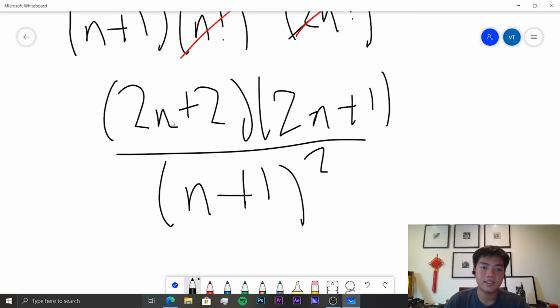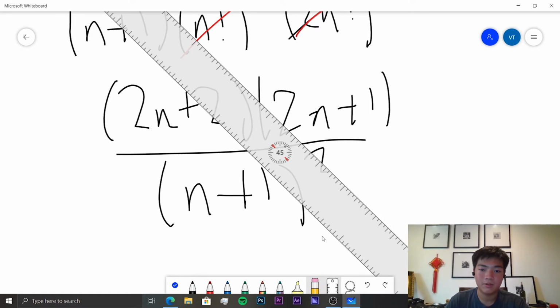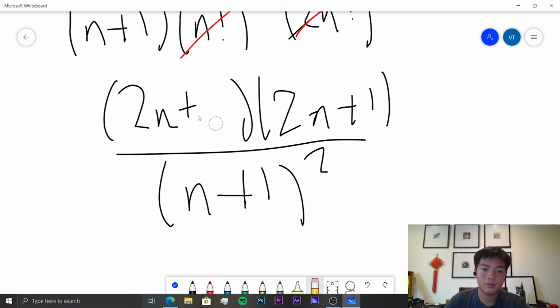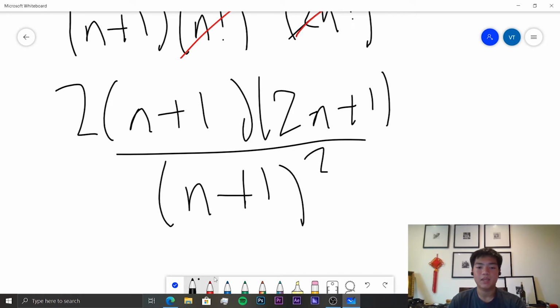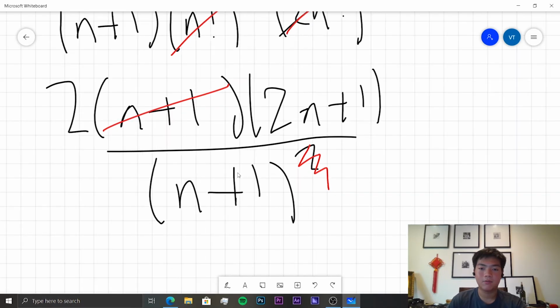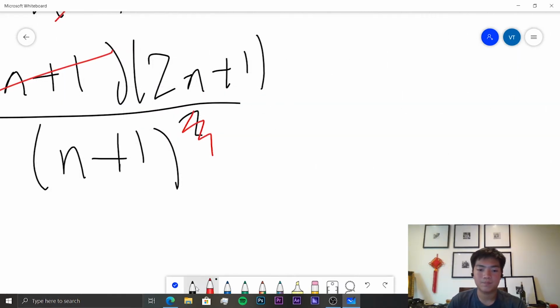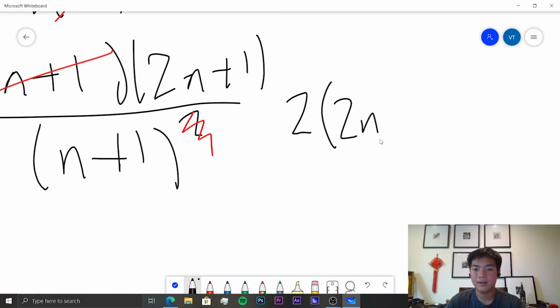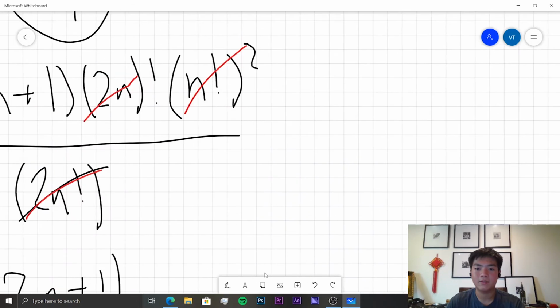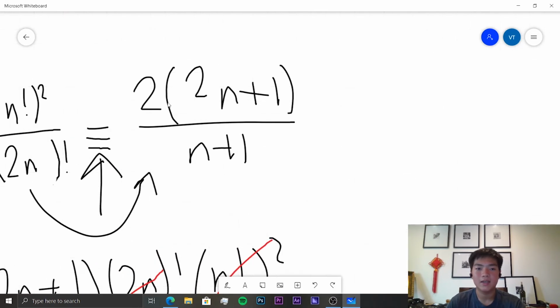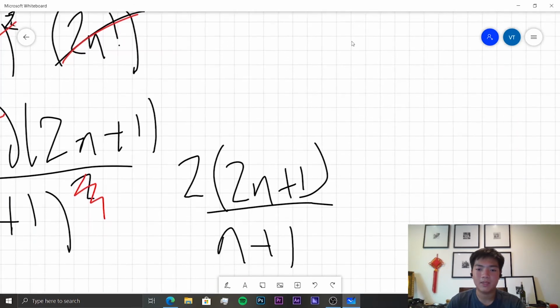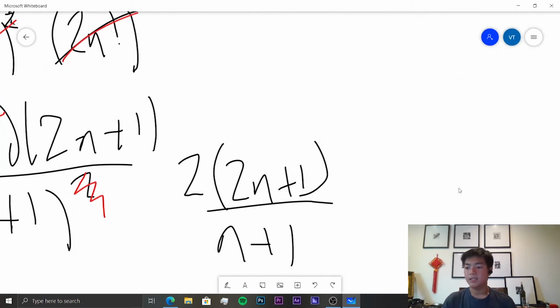And the other thing you need to notice is that 2n plus 2 is actually equal to 2 times (n plus 1). So we can bring the 2 outside the brackets and put n plus 1 inside. Finally, we can cancel out this n plus 1 and remove the square here. So we're left with the fraction 2 times 2n plus 1 divided by n plus 1, which is, I think, what we need to prove it equals. Let's just check. 2 times 2n plus 1 divided by n plus 1. Yep, that's exactly what we needed to prove. So we've solved that problem.